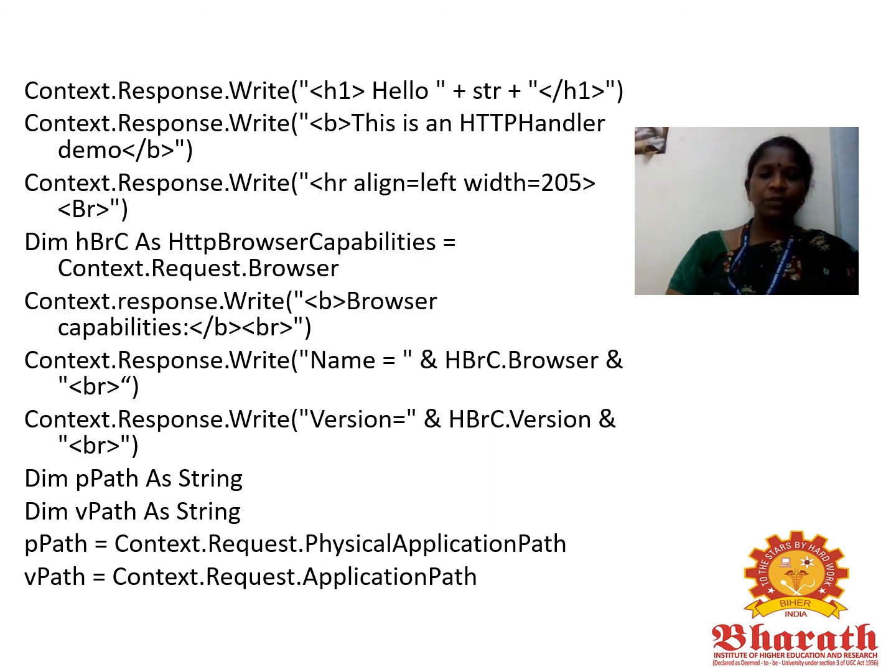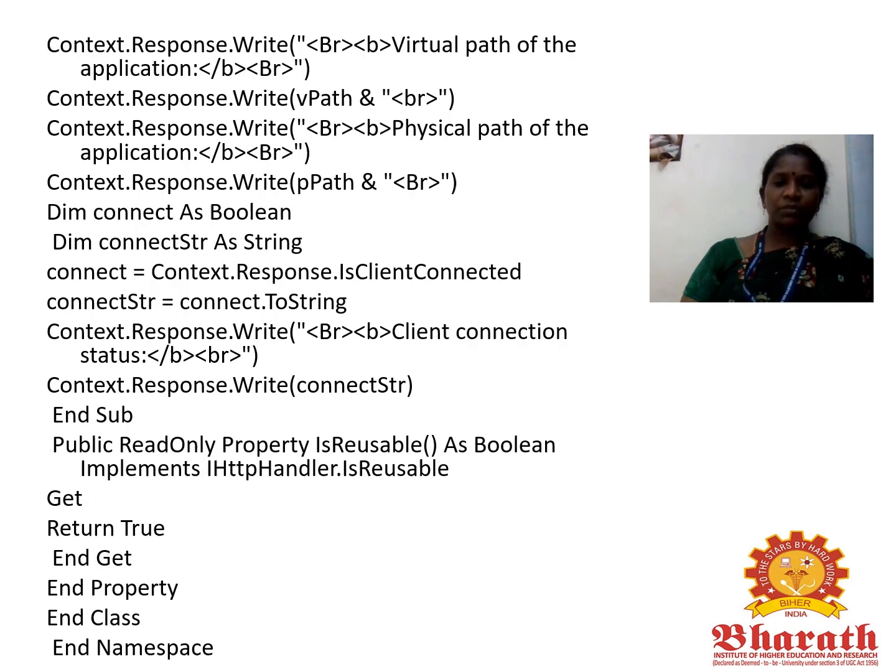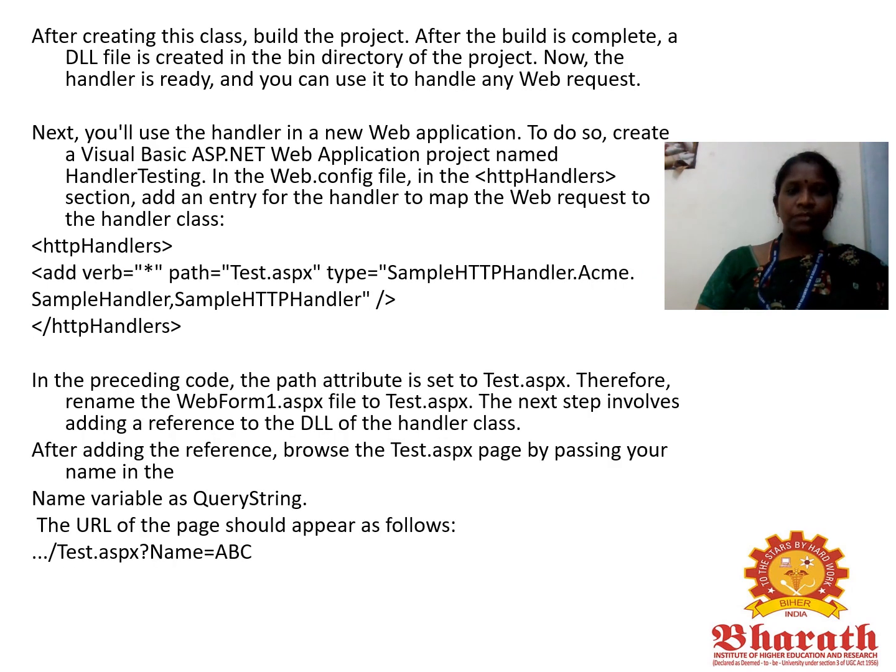Next, dim path as string and vpath as string. The physical path means the physical application path and the virtual path means the virtual application path, which we can use for different tags. Next, dim connection as Boolean and dim connection as string are also used. Boolean means the true or false concept. After that, return true, end get, end property and end class.